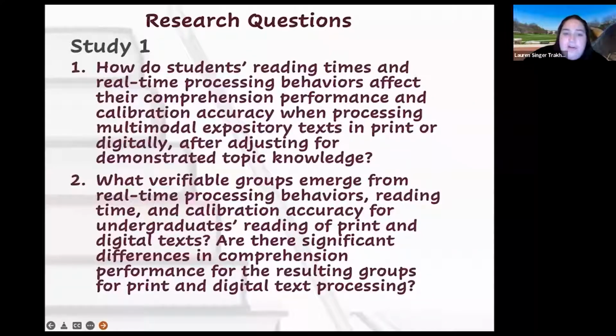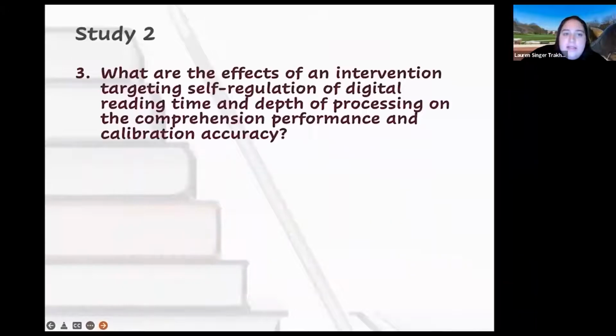So again, instead of going variable-centered, can we go person-centered and see if any profiles emerge, which use, again, processing behaviors, reading time, and calibration skills. And then once we formed those groups, we wanted to know if there were going to be significant comprehension differences for the resulting groups. Now, study 2, in my opinion, is where things really get interesting.